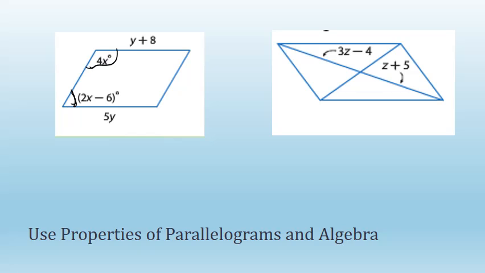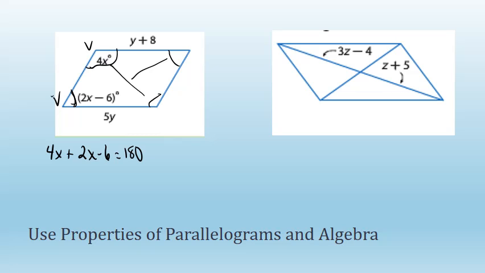Now, the property of parallelograms that'll help me solve this is that these two are consecutive angles. They're not opposite each other. The opposite angles would be these two. And since they are consecutive angles, they are supplementary. In other words, added together they equal 180. So we can set this up as 4x plus 2x minus 6 equals 180.